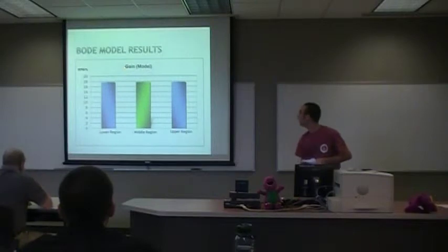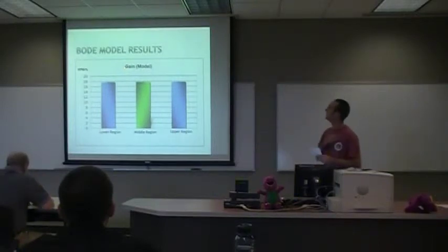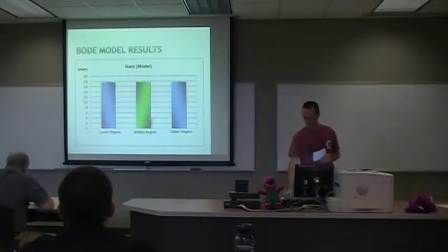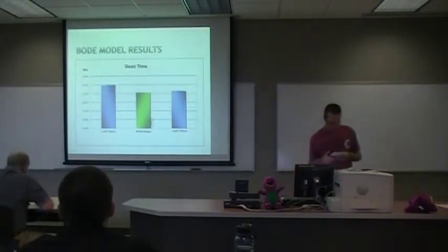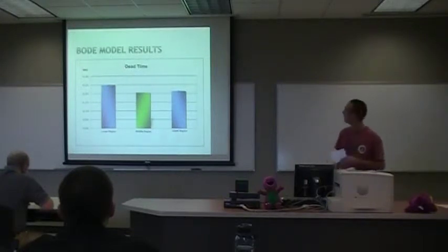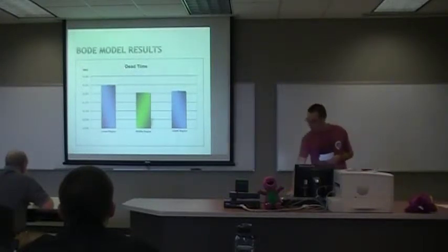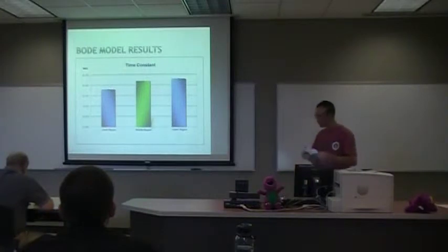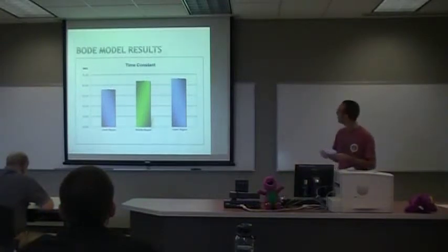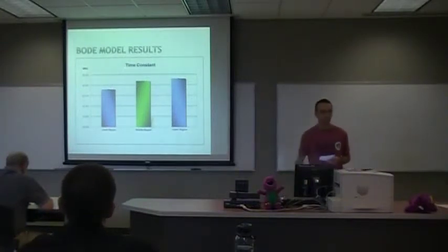Here are the results. You have a steady gain throughout the model at 17.75 RPM per percent. The dead time is longer for the lower region than the upper and middle regions. And the time constant increased steadily as the input increased.